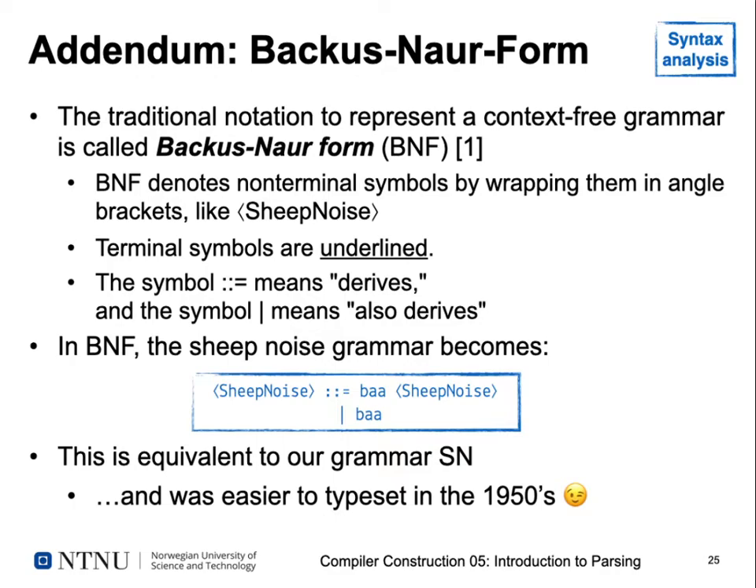And why was it used in that way? Well, because it was simply easier to typeset, because back in the 1950s, when Backus and Naur invented this representation, you had no italics characters, you couldn't print in bold characters, you didn't have an arrow character. So essentially that was easier to print on a 1950s mainframe printer, which was quite restricted.